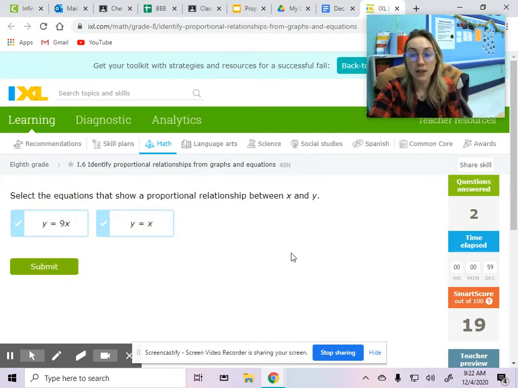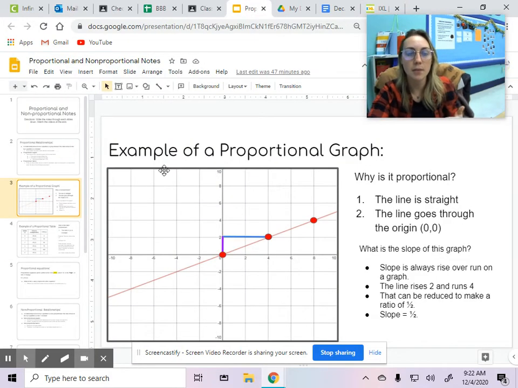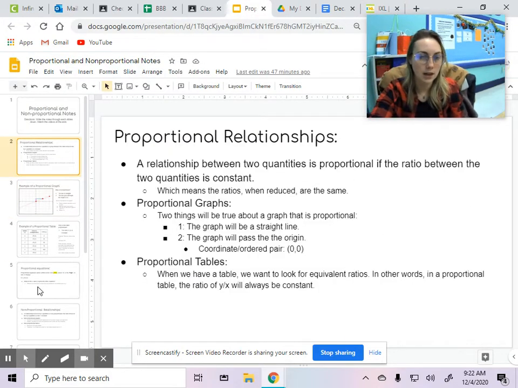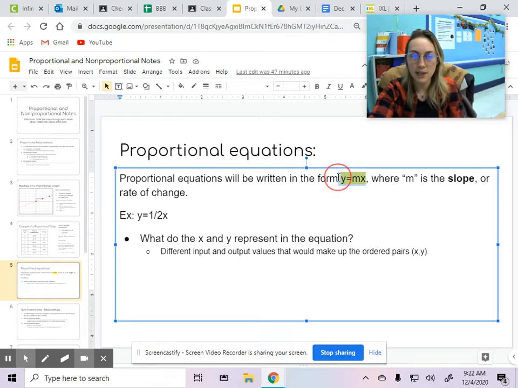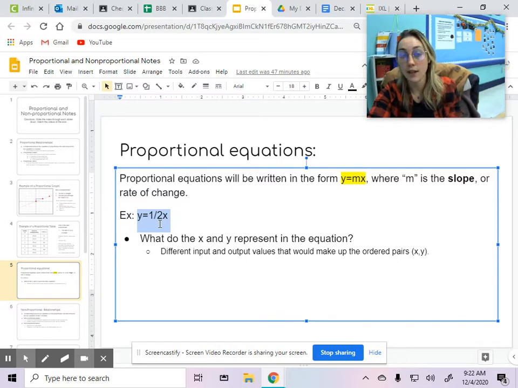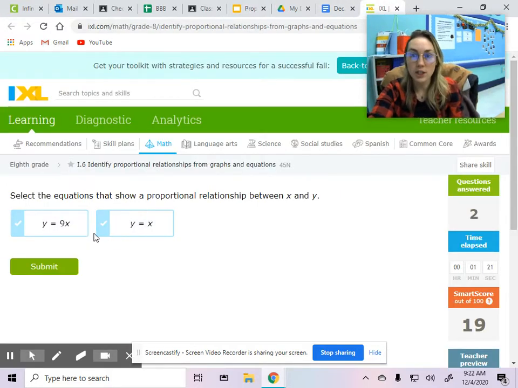All right, so now we need to figure out what makes an equation proportional. Well, again, if you remember from your notes from last week, proportional equations will be written as y equals mx, where m is going to be the slope or the rate of change. And this is going to be an example. It'll always look like y equals a number x. Cool. So let's look at these equations.